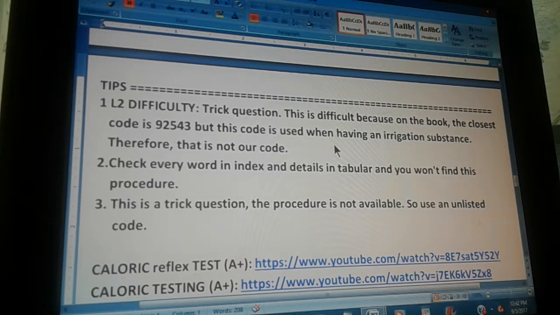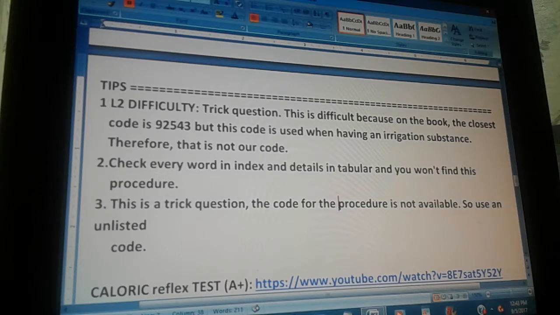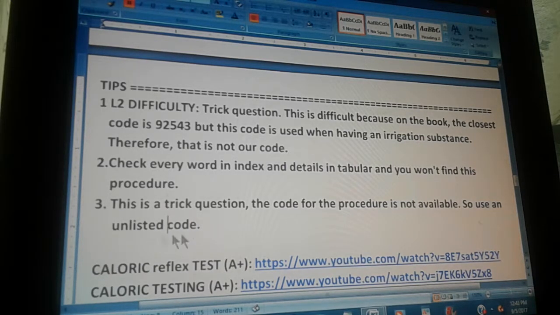Check every word in the index and the details in the tabular, and you won't find this procedure. This procedure is nowhere to be found. So this is a trick question. The code for the procedure is not available, so use an unlisted code.